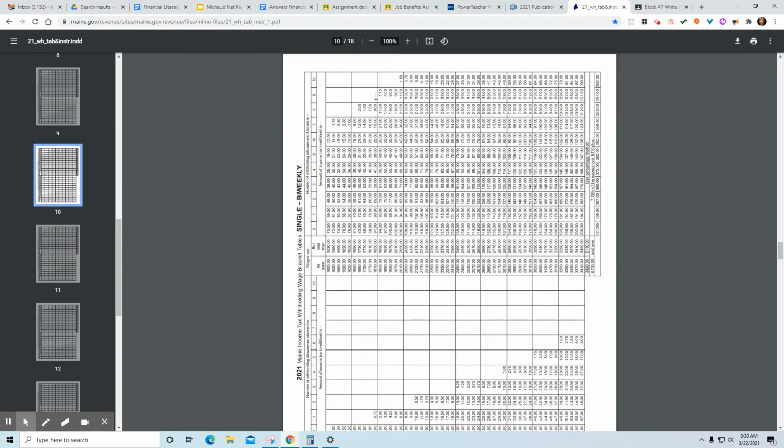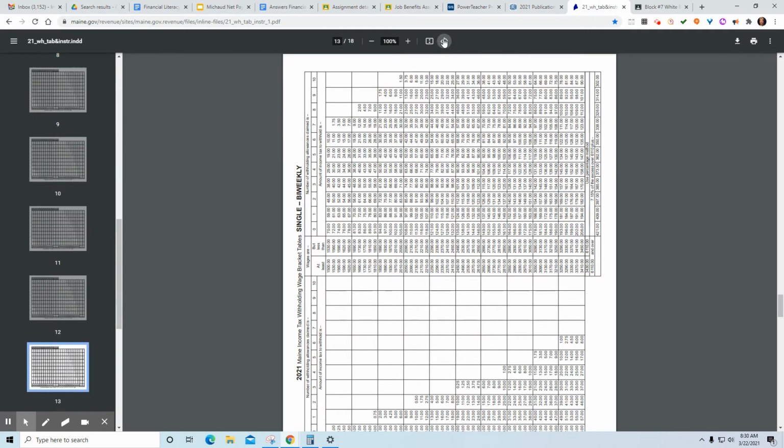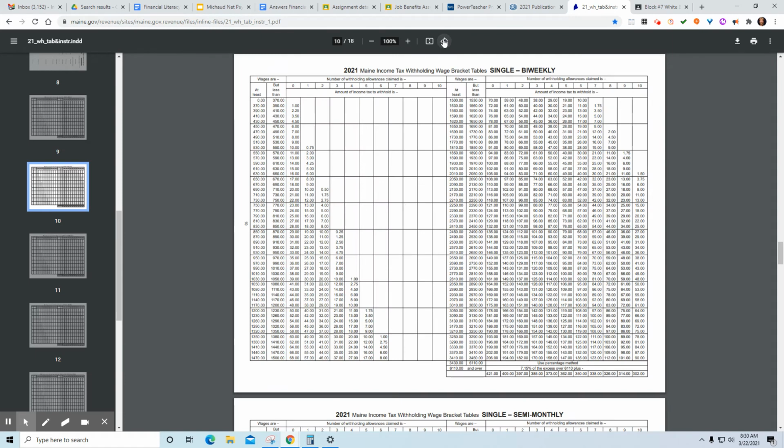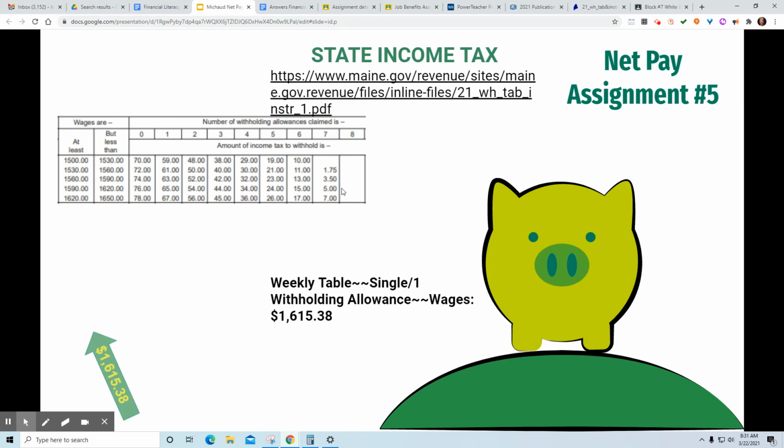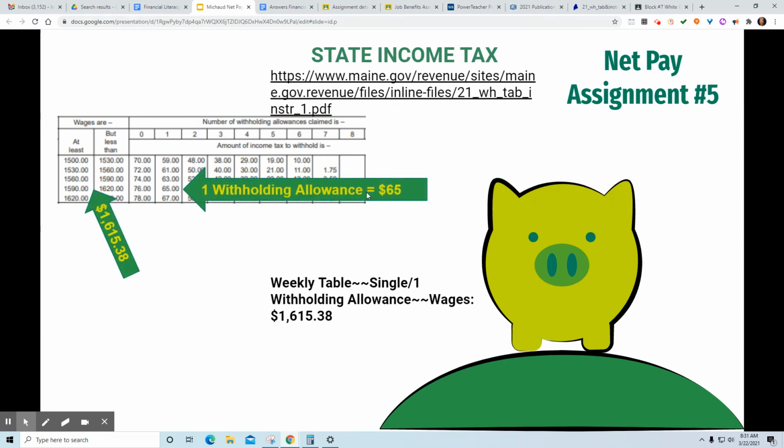And it is portrait, but it needs to be landscape, so we rotate it a few times. And 1615 is between 1590 and 1620, and you claim one withholding allowance, so it should be $65. Notice this is the single biweekly table. Okay, so here's another look at that. There's the wages and the withholding allowance, 65.